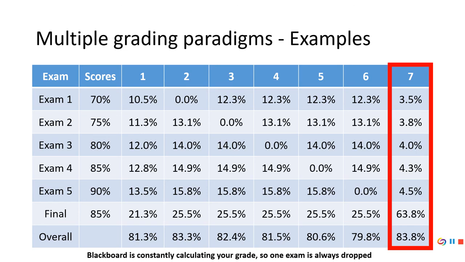Blackboard is constantly dropping your lowest score, so you don't need to tell me at the end of the semester, and please do not tell me at the end of the semester that you need me to drop your lowest exam score or external brain or quiz or whatever. It's already doing it.